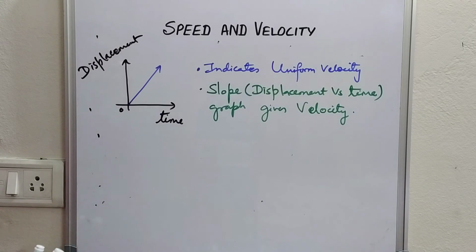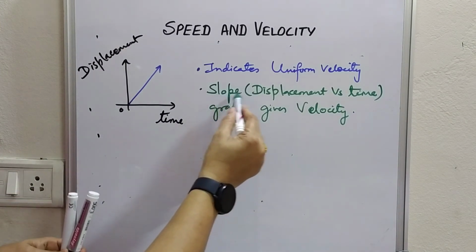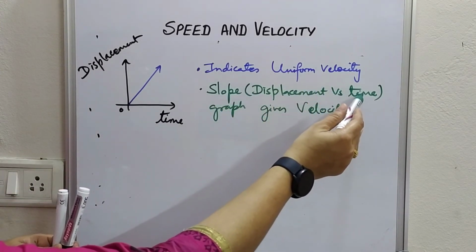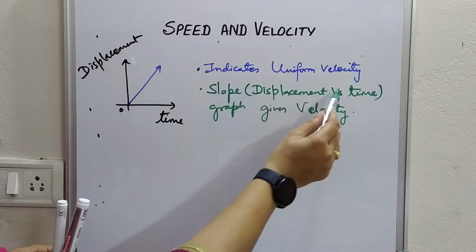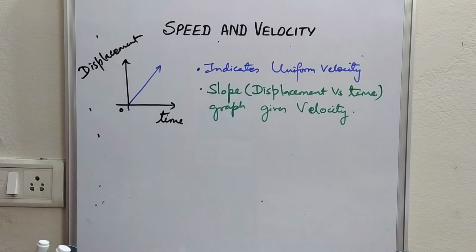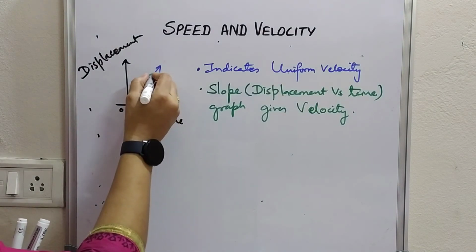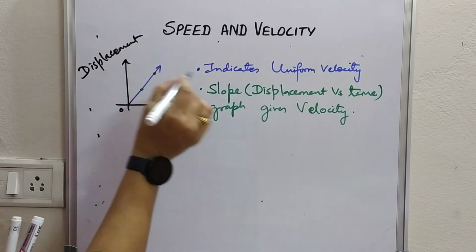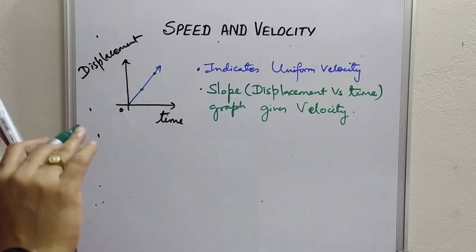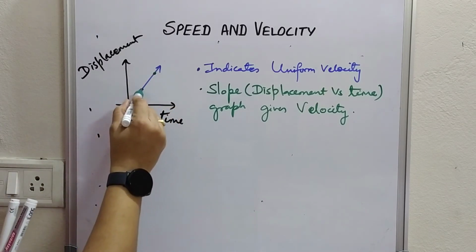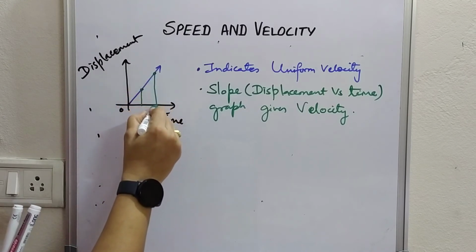See, in the before slide we discussed that the slope of a distance versus time graph gives speed, but the slope of a displacement versus time graph gives velocity. How to find the slope of a graph which is in uniform motion? The same procedure. Mark any 2 points on the graph. In fact, any 2 points.